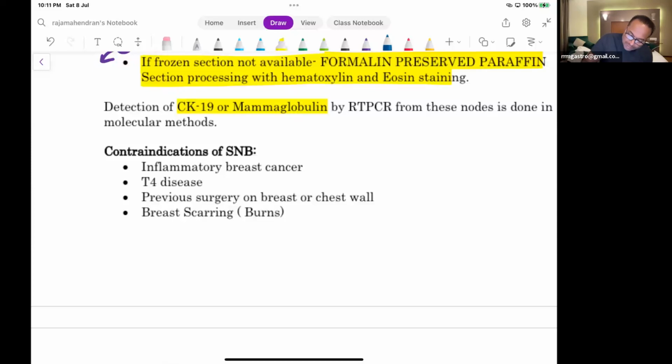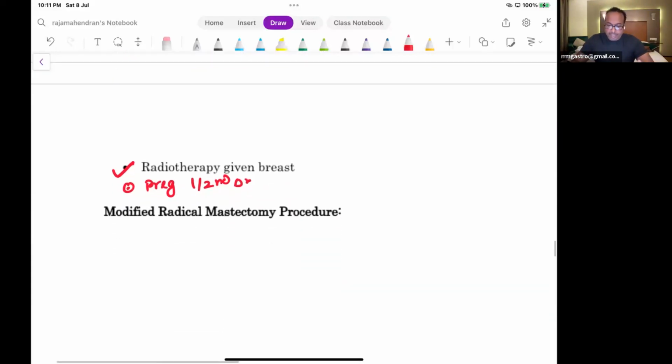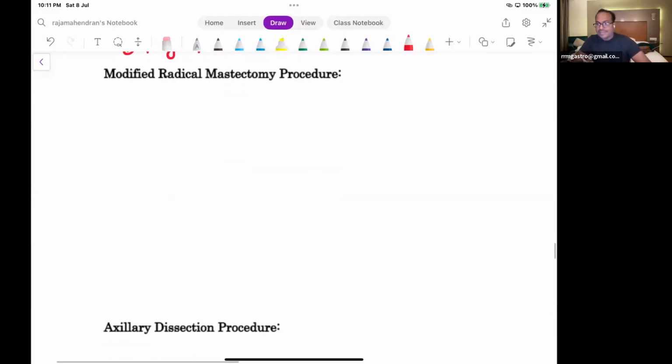So what are the places I will not use it? Inflammatory breast cancer, locally advanced breast cancer, previous surgery, previous burns, previous radiotherapy, and number 6, pregnancy in first and second trimester. In all these places, I cannot do sentinel node biopsy. It is impossible. இப்போ நம்ம பார்க்கறது நம்ம ரெகுலரா கிளாஸ்ல டிஸ்கஸ் பண்றது.